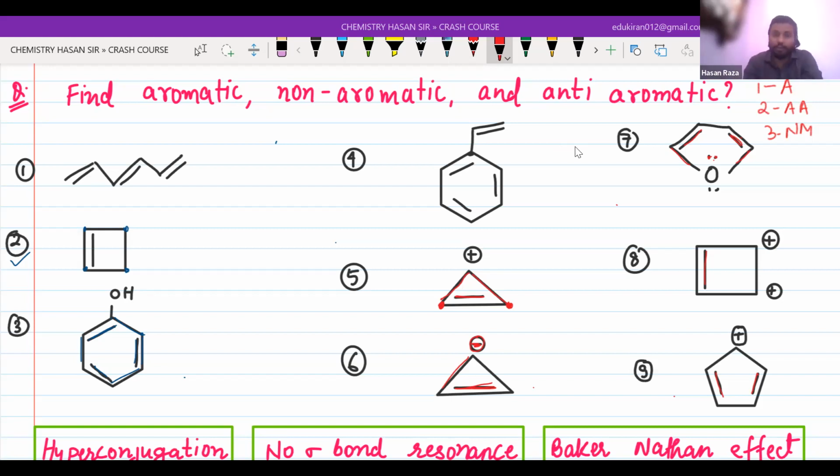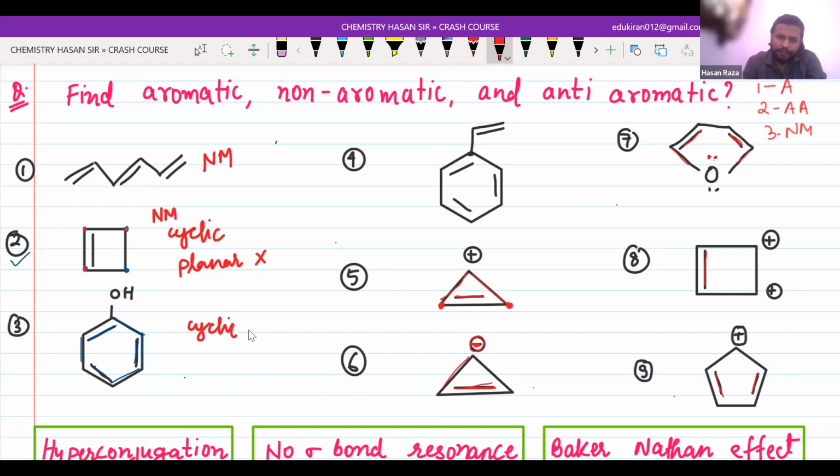Okay, I'm going to explain. See, the first rule is violated. This is not cyclic, so non-aromatic. This is cyclic, but when you check the planarity, it is not planar because this carbon is sp2, this carbon is sp2, but this is sp3, which is tetrahedral. So the second rule is violated. That's why it is also non-aromatic.